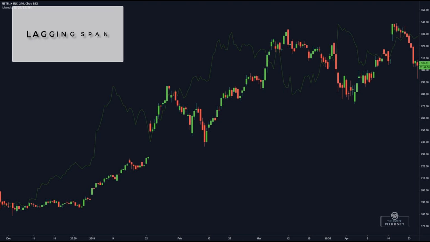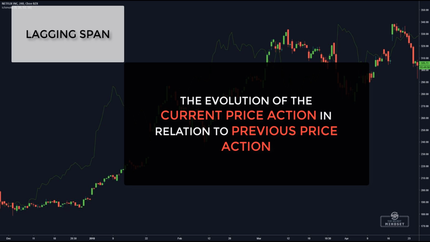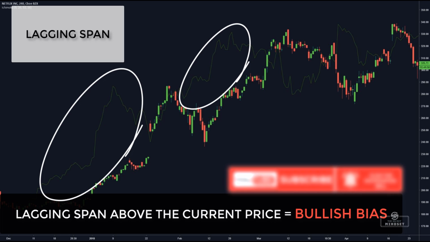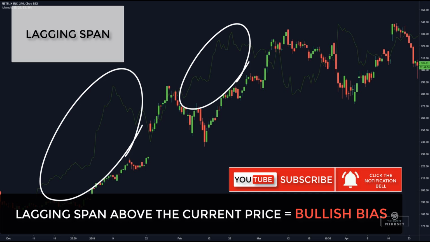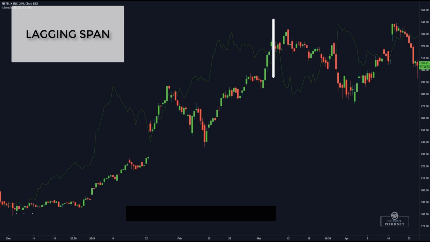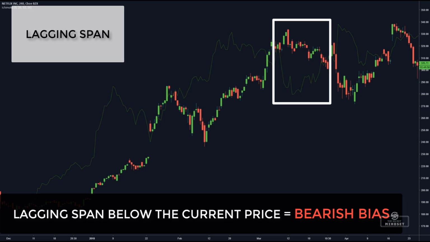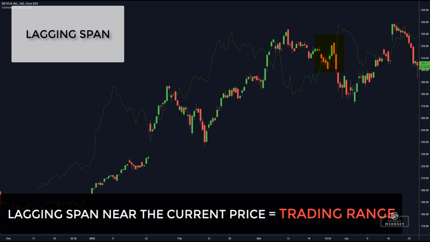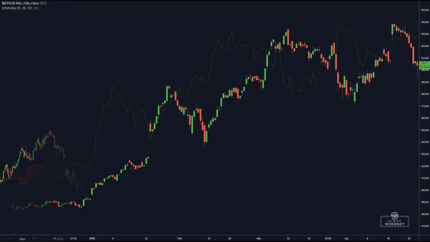Next is the lagging span. This line indicates the big picture of the trend, the evolution of the current price action in relation to previous price action. When the lagging span is above the current price, this indicates that current prices are higher than previously and suggests a bullish bias. When the lagging span is below the current price, this indicates that current prices are lower than previously and suggests a bearish bias. When the lagging span is near the current price, this indicates a trading range.